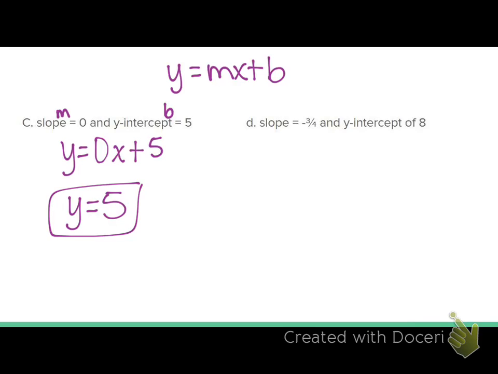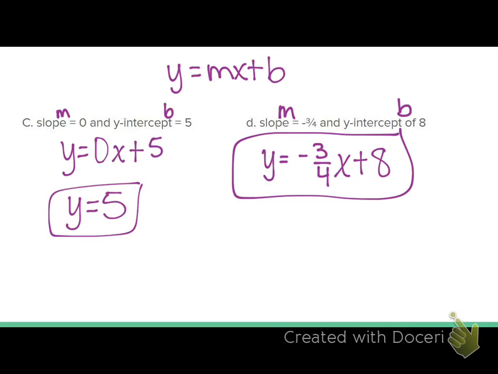On letter D, we've got a slope of negative 3/4, so that's my m. A y-intercept of 8, that's my b. So what will this equation look like? Good. y equals negative 3/4 x plus 8. Nothing to simplify about that. We can just leave it alone.